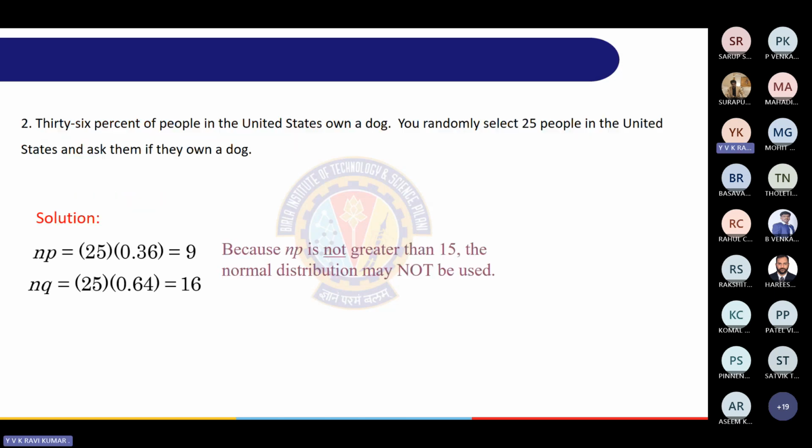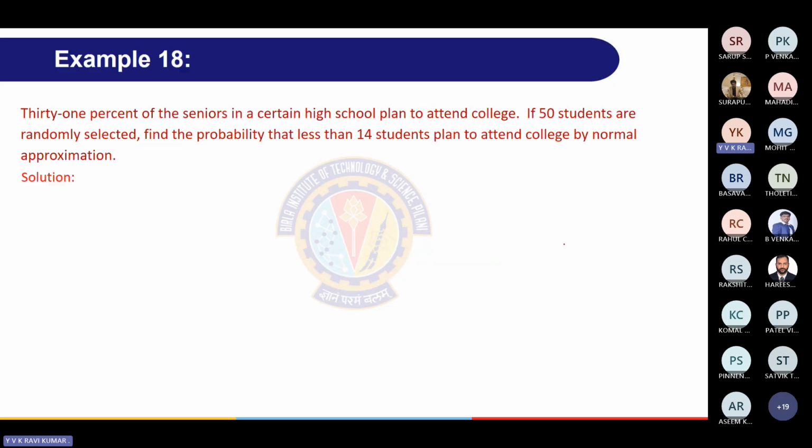Just consider these examples to see whether it is applicable or not. N is given, P is given. Can we apply normal for this binomial? Here np is 9, but nq is 16. What we require is 15. Therefore, the normal distribution cannot be used. That's the only thing. Let us see with an example how to do it.